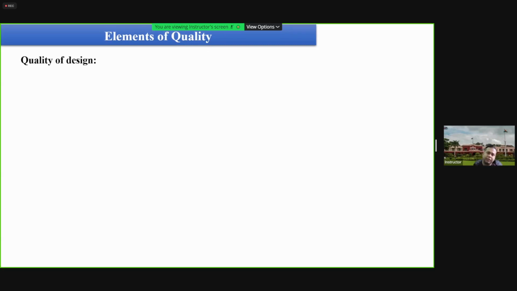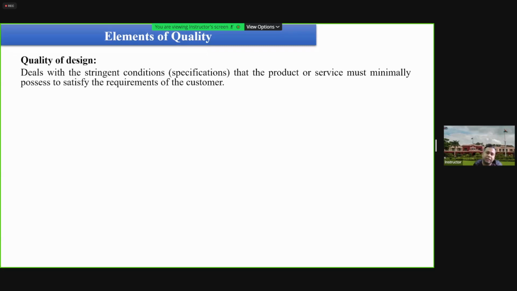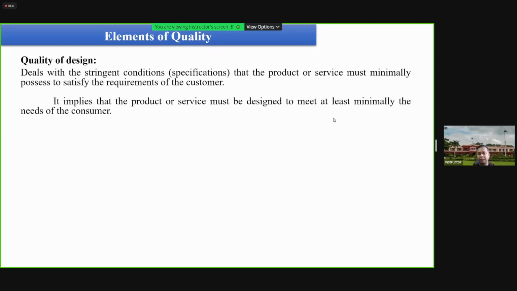So we can say that it basically deals with those specifications that we are putting into the product in the design phase. So it implies that the product or service must be designed to meet the need of the customer. And when we say we are designing something to meet the need of the customer, first of all, we need to know what the various needs of the customer are. So quality of design starts with identifying the needs of the customer.